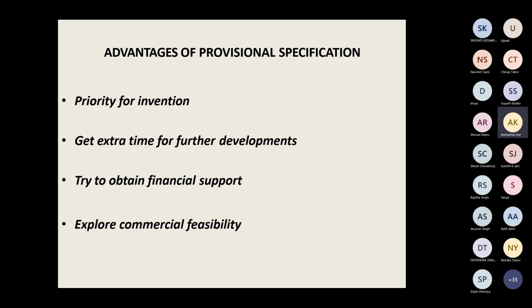In case I find out that this invention is not of use to the industry and no one is interested in the invention, I can drop it right there within those 12 months. I will not continue that. So it gives you a window for forming your strategy also, and then exploring commercial feasibility, as we have discussed. Whether it is commercially feasible or not, should I drop it here only or should I continue with other processes? So that is why a provisional specification is filed. The next slide.